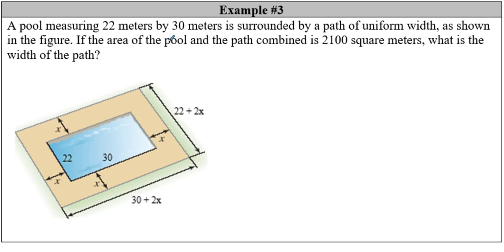We've actually done something very similar to this, so hopefully you remembered it. It gives us the area of the pool and the path combined. We want to find the width of the path. Okay?